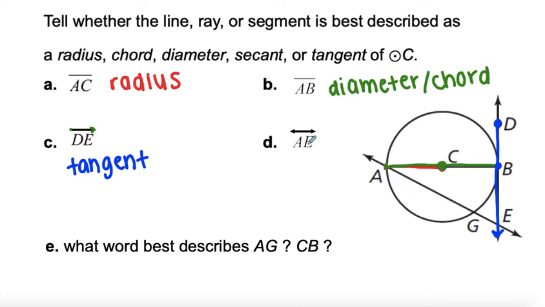And then my last one here is going to be AE. So that's going to be this whole line. And I know it's a line because up here it has arrows. So that means it's talking about the line AE instead of the segment AE. And so this is going to be the secant.